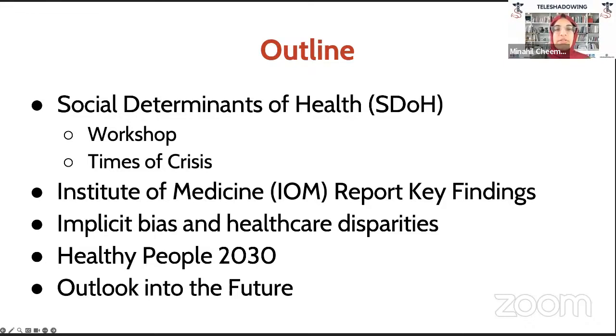We'll do a little bit of a workshop where we're going to be exploring the website on the CDC and how to access different resources about it. It's a very complex topic for sure. Then we're going to be talking about the Institute of Medicine and its report. It was this report released in 2003 about social determinants of health and when it was first introduced. And then we're going to be talking about implicit bias and healthcare disparities, finally, the Healthy People 2030 initiative, and then finally some future considerations.